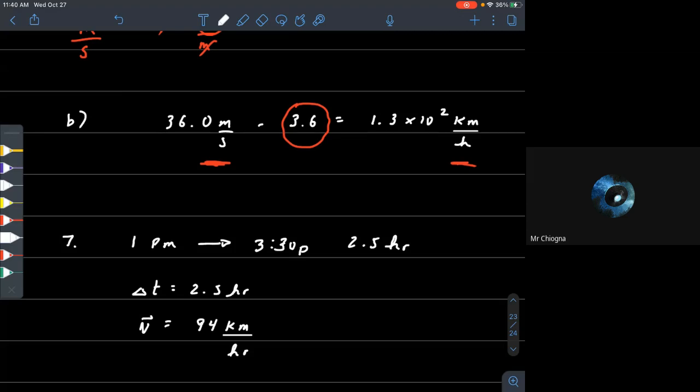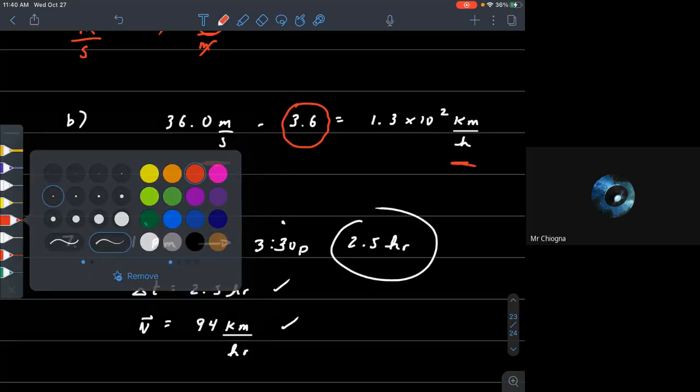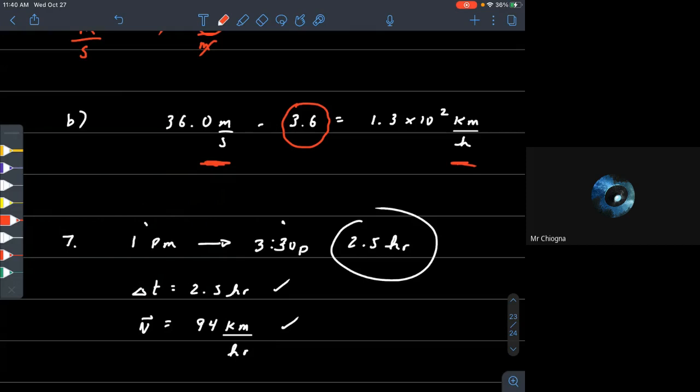Okay, look what I did. I just read it, and you started at 1 and you ended at 3:30. That's 2.5 hours. That's your time. Make a list. It says it's moving at constant velocity of 94. If you're not sure whether that's a velocity or not, sometimes it doesn't say, look at the unit. That's the giveaway. It's kilometers per hour, velocity.